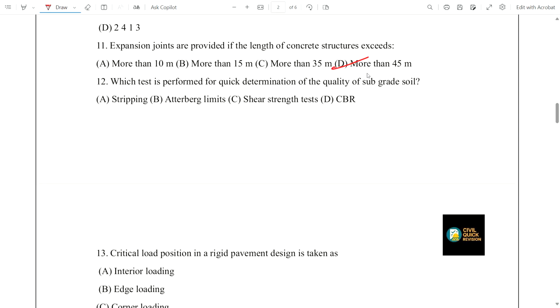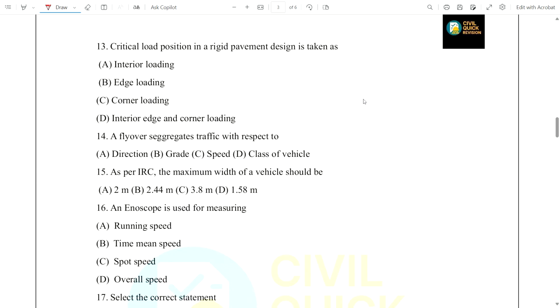Now coming to 12. Which test is performed for quick determination of the quality of subgrade soil? Stripping test, Atterberg test, shear strength test, or the CBR test? The quick determination of quality of subgrade soil can be done by the CBR test. Now question number 13: the critical load position in rigid pavement design is taken as interior loading, edge loading, corner loading, or interior, edge and corner loading. For critical load position, rigid pavement design is taken for interior, edge and corner, all.